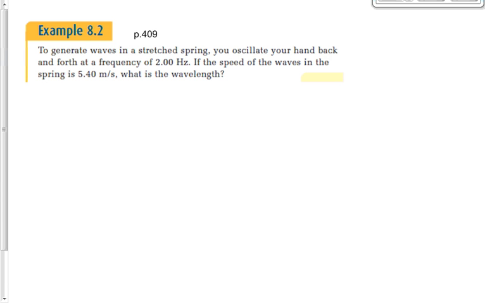8.2 on page 409, it says, to generate waves in a stretched spring, you oscillate your hand. Oscillate, right? We said before, oscillate means basically simple harmonic motion, back and forth, back and forth. At a frequency of 2 hertz, the speed of the wave is 5.4 meters per second. We're looking for the wavelength, the upside down y.